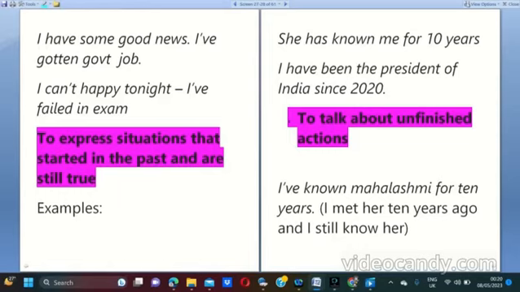Next, present perfect continuous tense. Action begins in the past. In the present perfect tense also, as I told you earlier, action begins in the past and continues into the present moment. Sometimes it is finished, sometimes it is unfinished in the present perfect tense. In the present perfect continuous tense, action begins in the past, occurring until now. It will be finished up to some extent, and it continues into the present also. It occurs in the present moment also. That is the meaning of present perfect continuous tense.